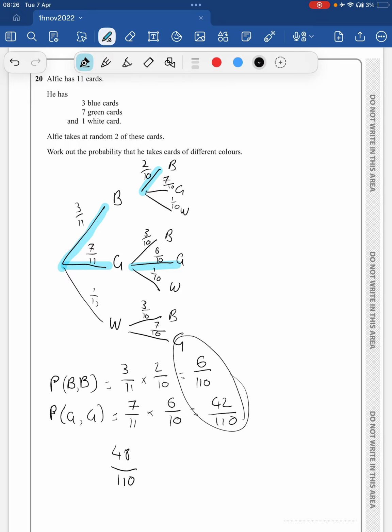So to work out how many would not be, we can do 1 take away that probability. So we're going to do 1, or 110 over 110, take away 48 110ths, and that is going to leave me with an answer of 62 110ths. That's the same as 31 55ths.